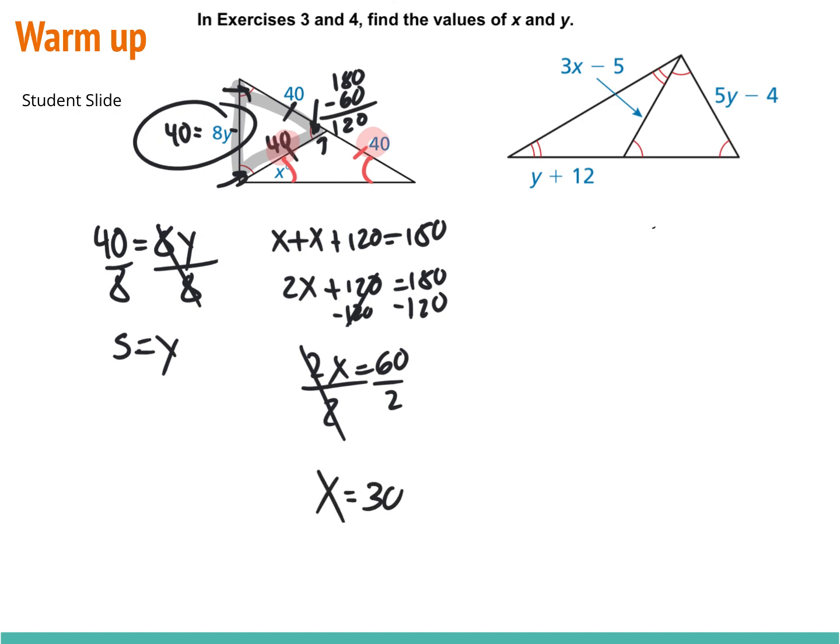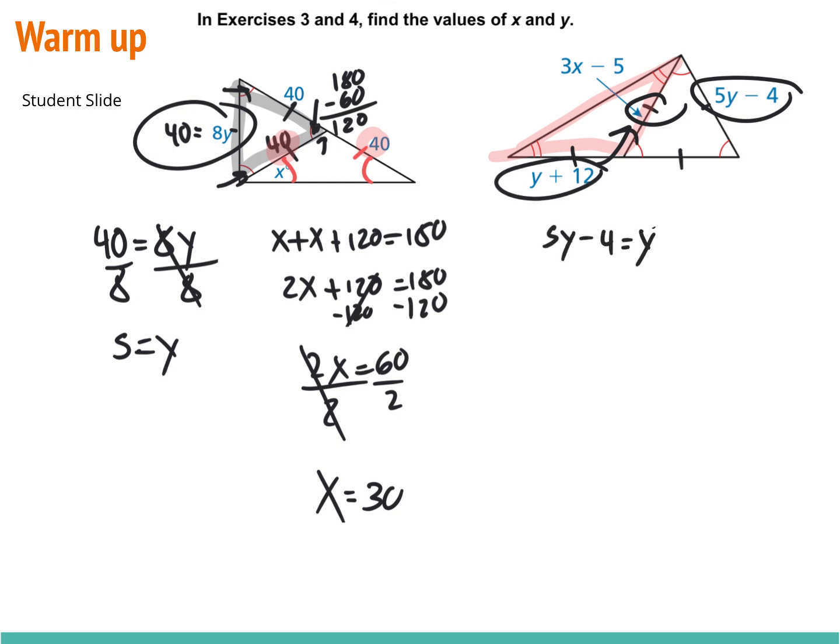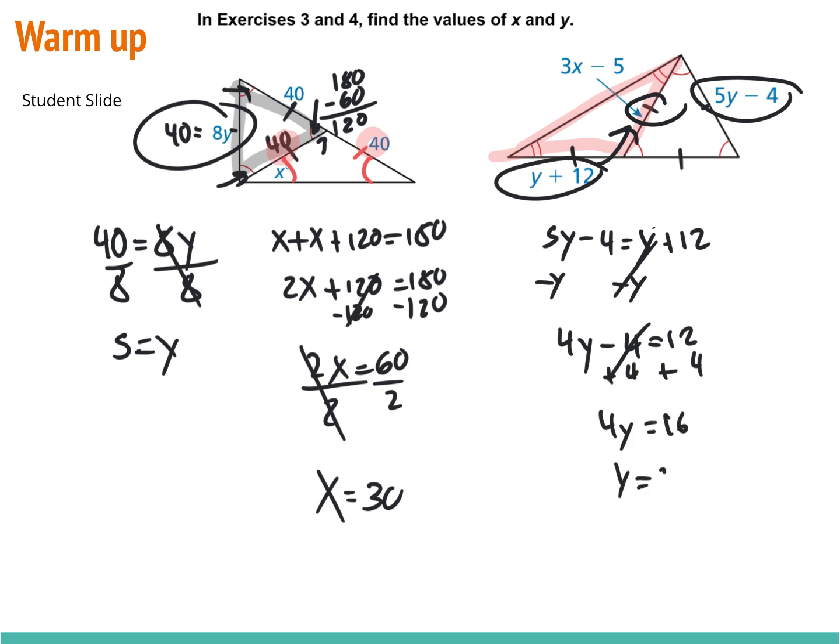Now for this other triangle, all of these sides are congruent, and because this other triangle right here is congruent as well, we can say these two are congruent too. If these two are congruent and these two are also congruent, we can say that 5y minus 4 equals y plus 12. We subtract y on both sides. We get 4y minus 4 equals 12. I add the 4, and I get 4y is equal to 16, y equals 4.